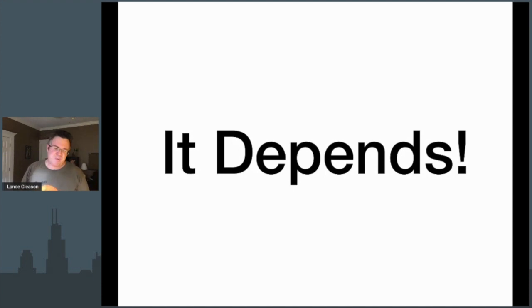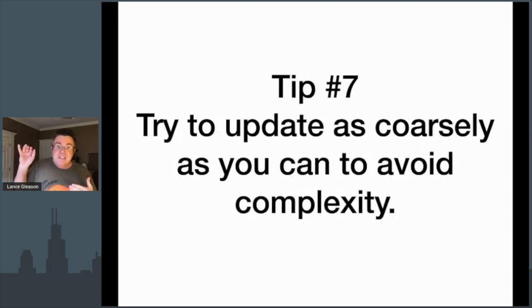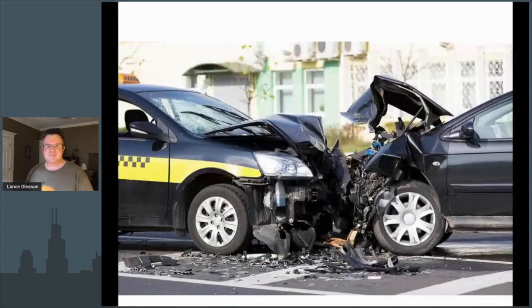But I'll leave one tip with this one, which is what I usually end up doing. Sometimes I have to go more granular, either because of how people are working on the records, or other scenarios like that. But try to update as coarsely as you can to avoid complexity, because the more complexity you add, the more scope you add to the project. And more complexity equals more ways for it to break and all sorts of things like that.